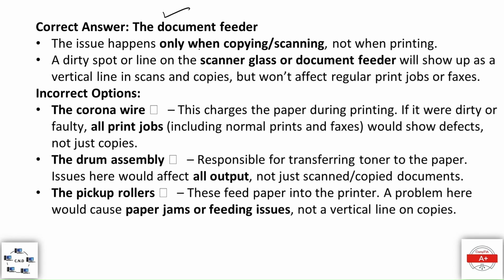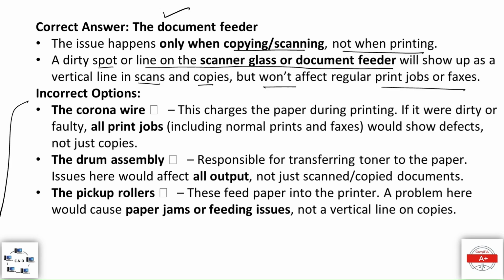So the issue happens only when copying or scanning, not when printing. So a dirty spot or line on the scanner glass or document feeder will show up as a vertical line in scans and copies, but won't affect regular print jobs or faxes. Incorrect options: the corona wire. This charges the paper during printing. If it were dirty or faulty, all print jobs, including normal prints and faxes, would show defects, not just copies.